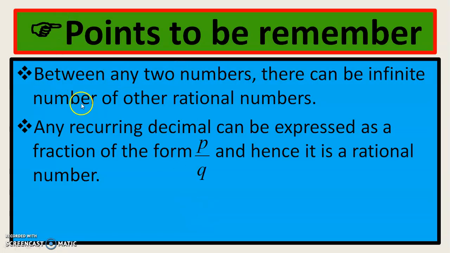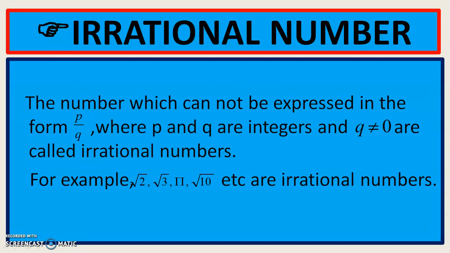So these points you remember. Between any two numbers, there can be infinite number of other rational numbers. Any recurring decimal can be expressed as a fraction of the form p divided by q, and hence it is a rational number. So we can express recurring decimals in the form p by q, that is, recurring decimals are rational numbers.